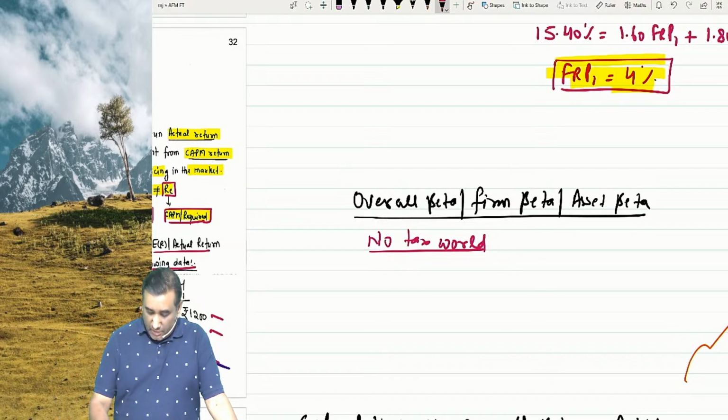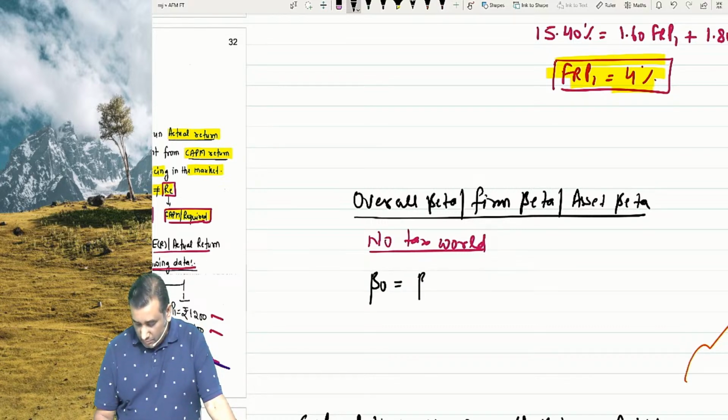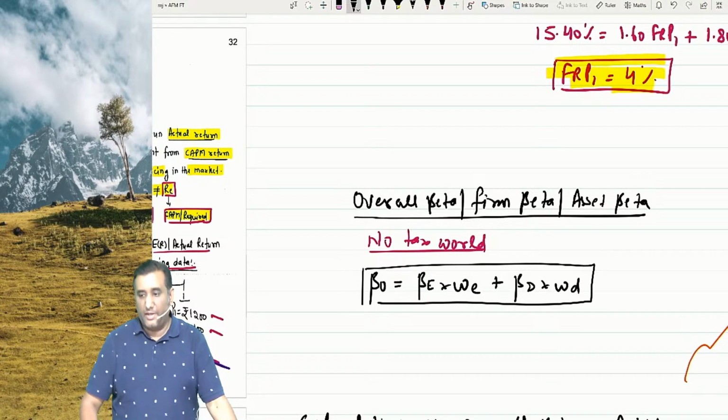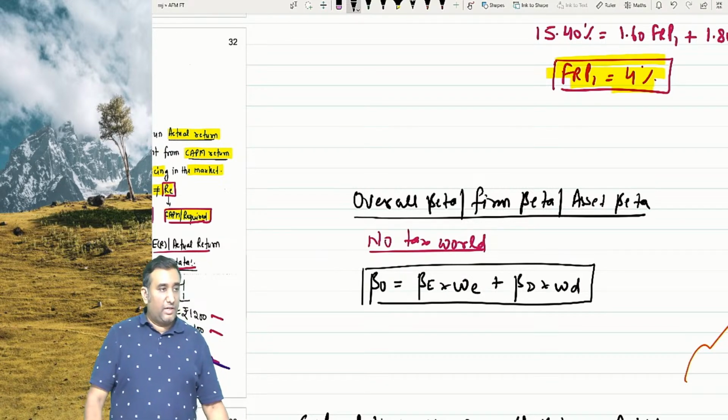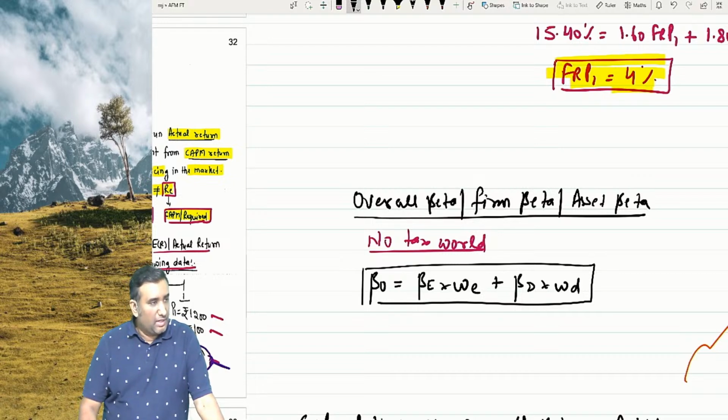And what we do is, beta overall is equal to beta of equity into weight of equity plus beta of debt into weight of debt. If the question does not specify, then do not take anything, please. If the question specifies, it's okay. If the question does not specify, the debt beta is assumed as 0. If there is no debt, then overall beta would be equal to beta of equity.